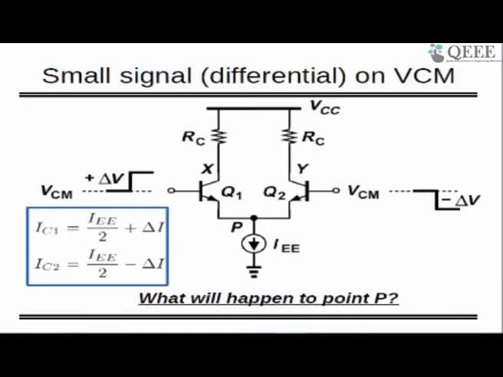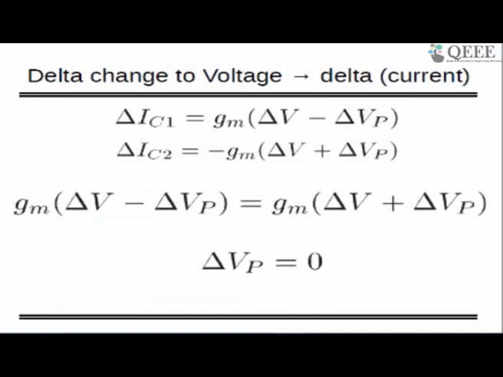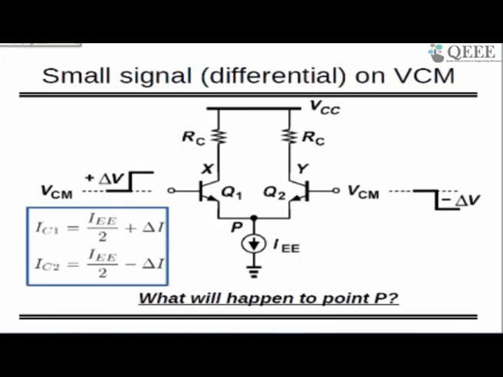Effectively, you can see that the current flowing through Q1 and the current flowing through Q2 will be equal to IE by 2 plus delta I and IE by 2 minus delta I respectively, which is written on the left side of the slide. You can see that, right? And I am interested in delta I because that is a small change, and I want to find out how much that small change reflects as a voltage gain or as a current change.